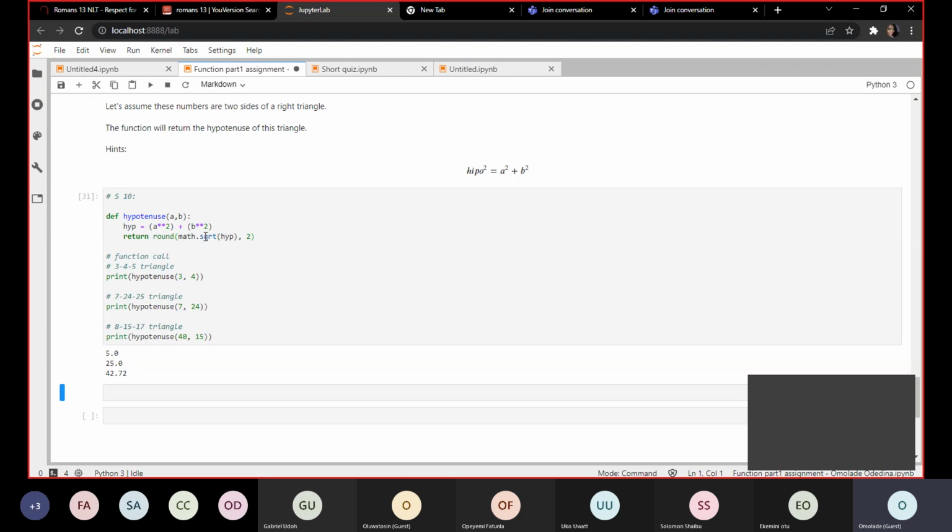So we do our square root, then we call our numbers for the hypotenuse, 3 4, it will give you 5, of course. 3 4 5 is a Pythagoras triple. 7 24 25 is a Pythagoras triple. 40 15 is not a Pythagoras triple, it's a fake one. I just used it to explain the function of round in this code.